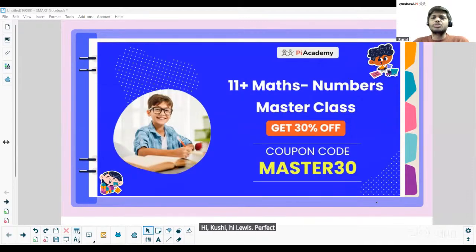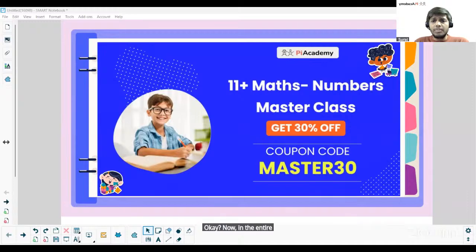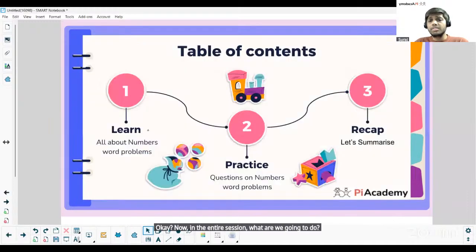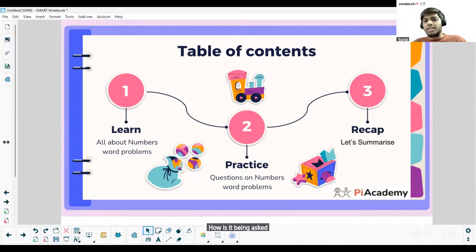Well done. So let us quickly begin with our session where we have to learn about numbers. Now, in the entire session, what are we going to do? We will be covering numbers in three different steps. At first, we are going to learn about it entirely with the help of some examples. We'll learn how exactly the questions are framed, and how it is being asked in the 11 plus examination.